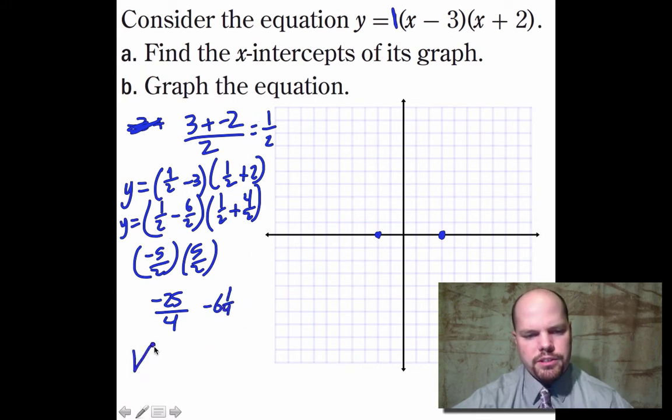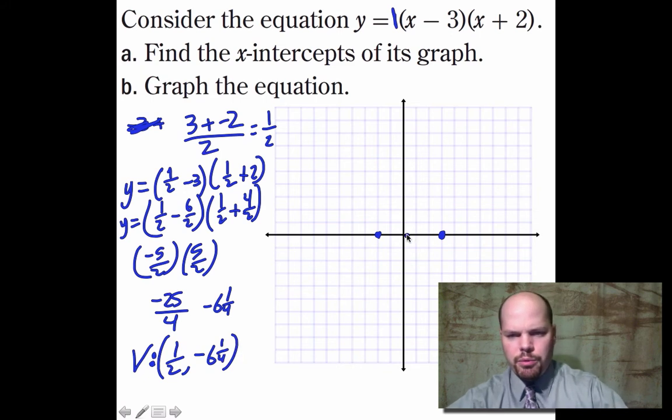So the vertex, which wasn't that easy to get, but we can get this, is at 1/2 and negative 6 1/4. So we go to 1/2 and down to negative 6 1/4. So 1, 2, 3, 4, 5, 6, and down about 1/4. So the vertex is roughly about right there.